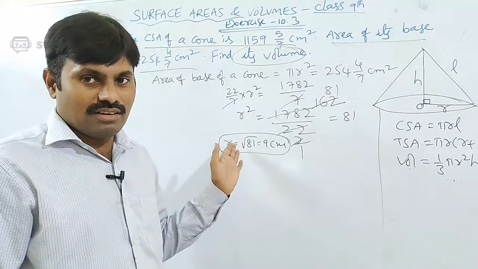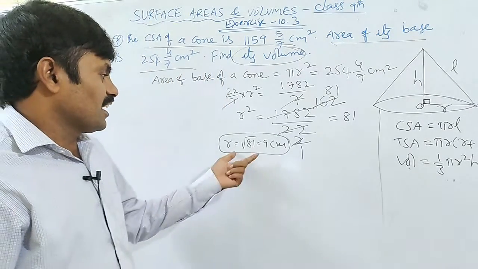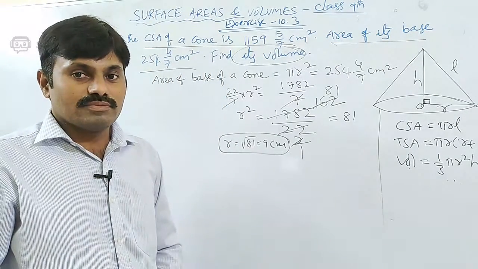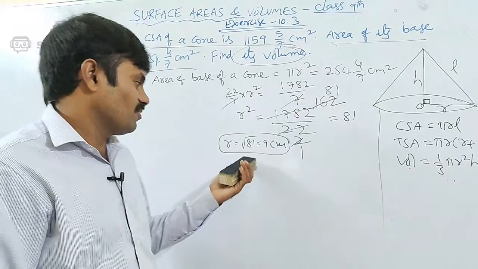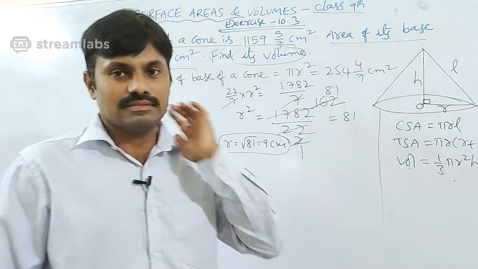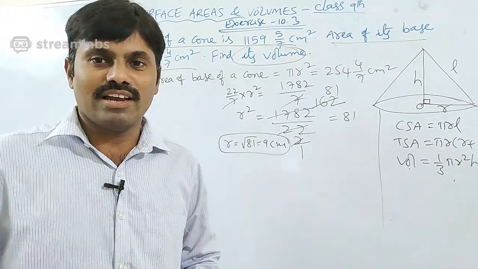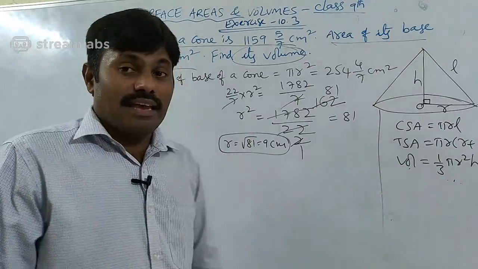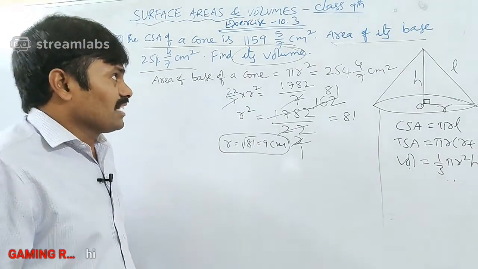Since I know the value of r, if I know the value of h, I can find the volume of the cone. So how to find the h value? Here we know only the value of r. Then how to find the value of h? Since we require the value of h also.